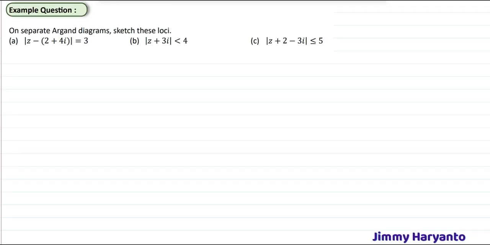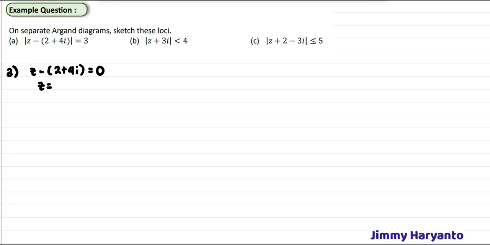Okay, next is example questions. We have this notation. In this notation, most of you will have a difficult time finding the centers. I will give you the easy way to find the centers. You take the expression inside the modulus, make it 0, and then find z. So z equals, you move this, it becomes positive, that means you have 2 plus 4i. That means the center will be 2 plus 4i for this one.